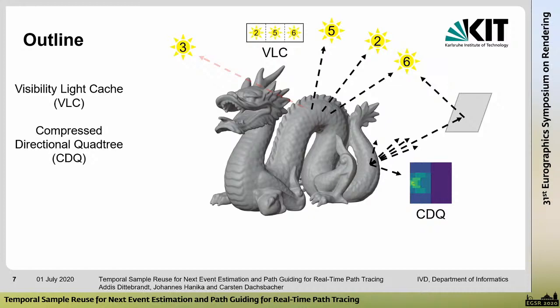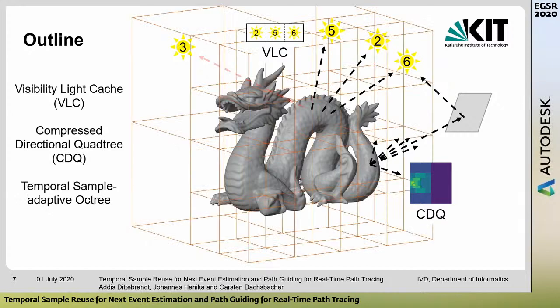Now the problem is that both of these techniques have high spatial variation, so we have to use multiple VLCs and CDQs for the entire scene. And for that we use an octree structure in which each leaf node contains a VLC and CDQ, and it is adapted temporally over time so as to account for dynamic content. And finally we go over the evaluation.